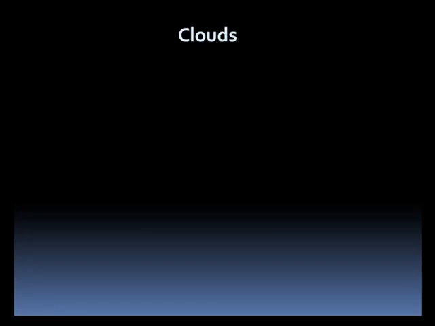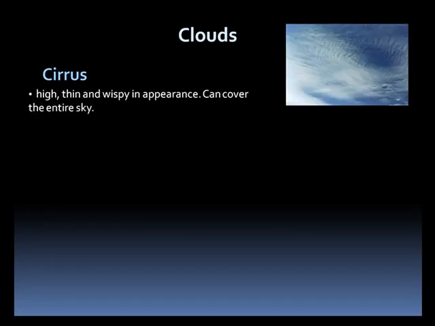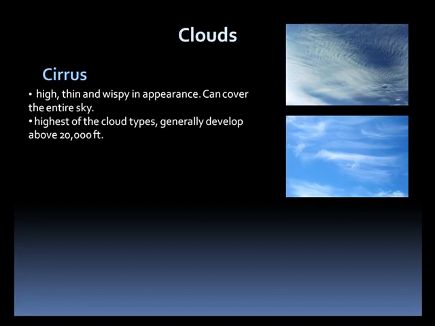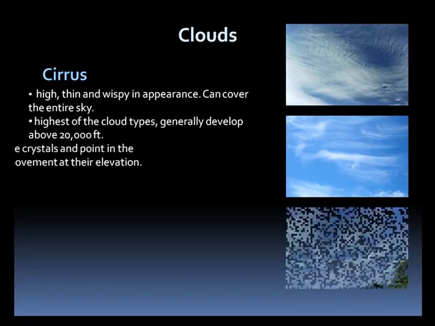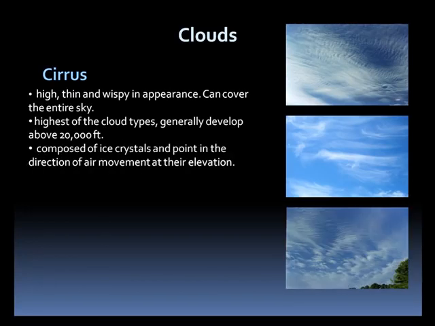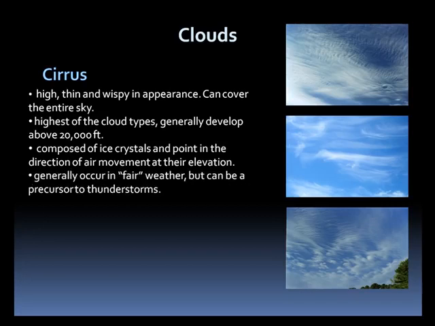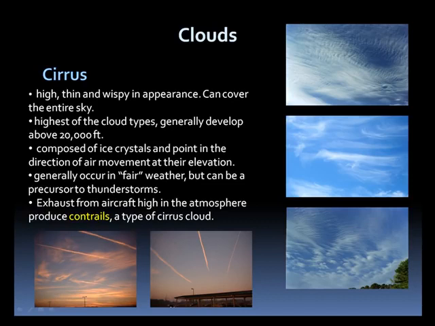Cirrus clouds are the highest of the cloud types, mostly developing above 20,000 feet. Wispy and thin in appearance, they can cover the entire sky. They are composed entirely of ice crystals and point in the direction of the air movement at their elevation. Mostly they occur in fair weather, but can be a precursor to thunderstorms. Exhaust from aircraft high in the atmosphere produce contrails, which is a type of cirrus cloud.